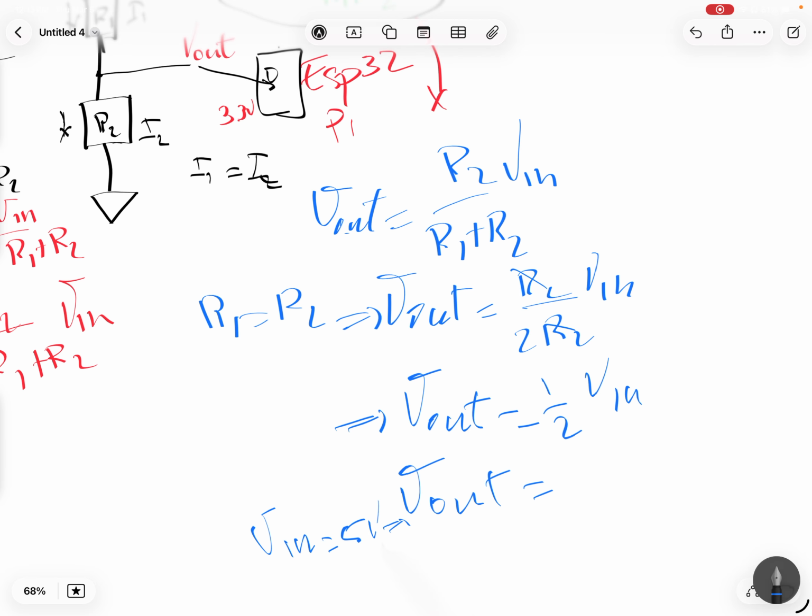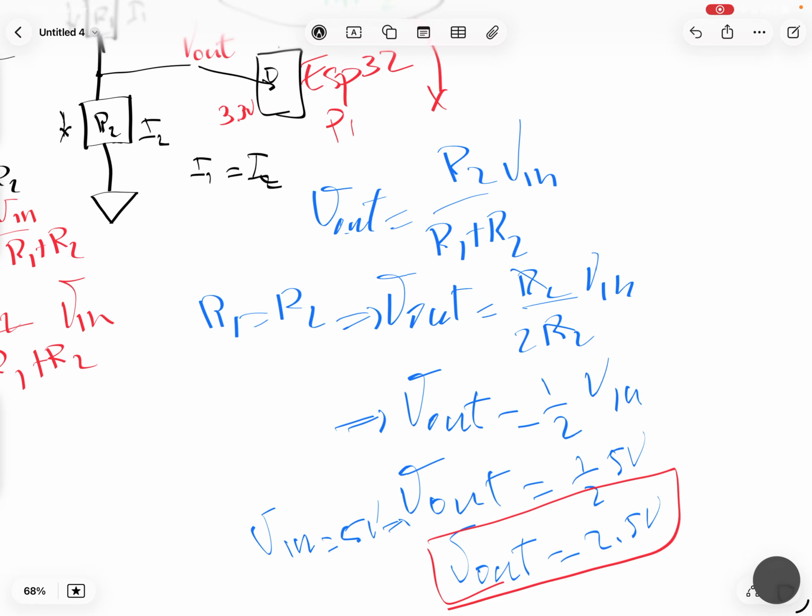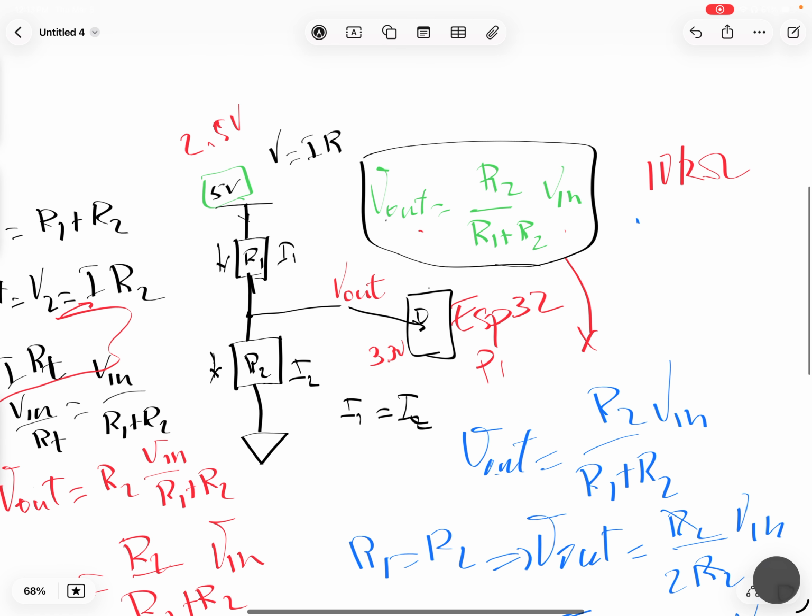Okay, this pen is really handy. So 1 times a half of 5 volts, so we have a V out equal to 2.5 volts. Let me change the color back here so we can circle this little thing. So we have V out equals 2.5. So with 5 volts, we can just cut the voltage to 2.5 using 10 kilo ohm resistors. It doesn't matter which resistor here because we just choose the same resistor for both of them.